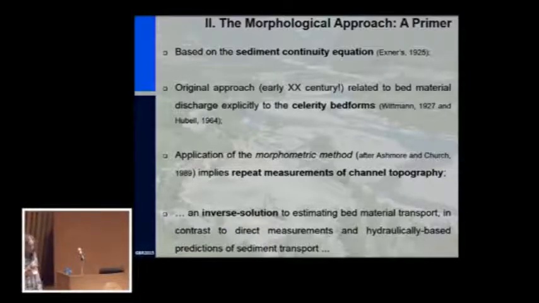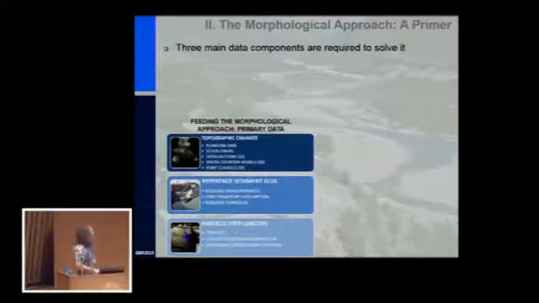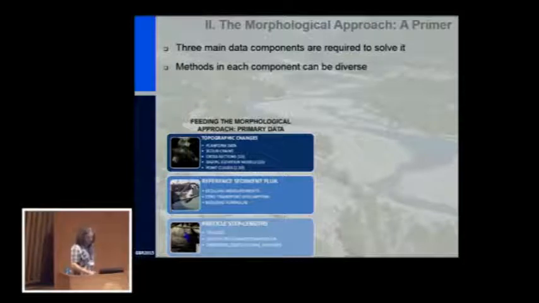This is in contrast to direct measurements, which can have a lot of uncertainty, as you know, in terms of temporal variability, spatial variability, and so on. And also in contrast to hydraulically based prediction of sediment transport by equations or formulas. So for the morphological approach, we define that we need mainly three data components. Topographic changes: we need to know how the topography changes in our fluvial system. We need a reference sediment flux, and we need particle step lengths to close, or to solve, the morphological approach.